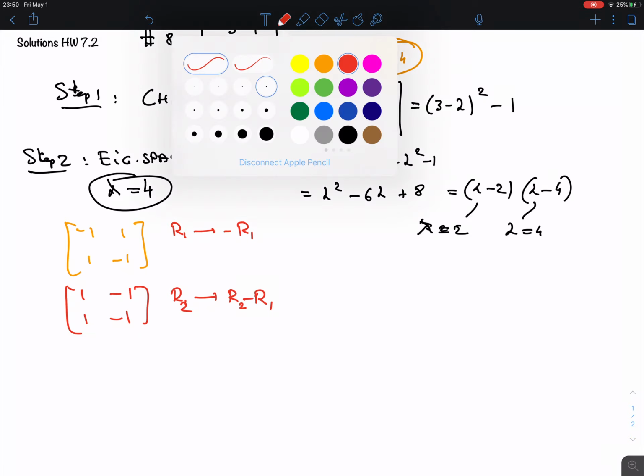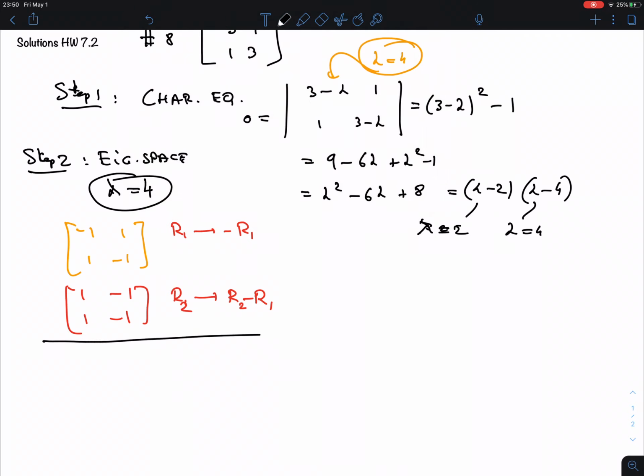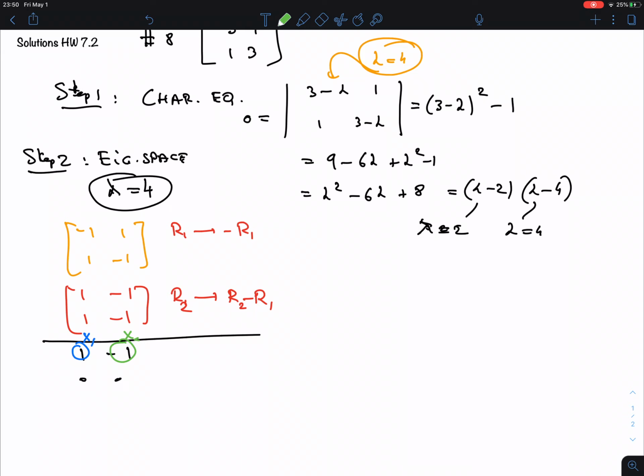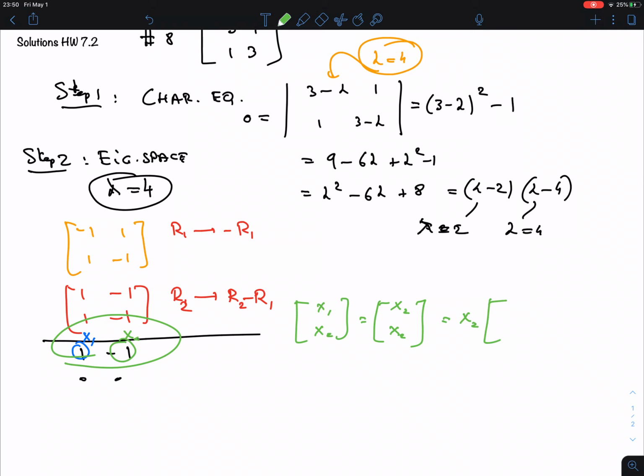Okay. So we get 1, minus 1 and then zeros. Let's see, this gives x1 is the pivot variable, x2 is the free variable. So if you write x1, x2, x2 is always equal to itself, it's a free variable, and x1 is equal to x2 also from this equation. So we get x2 times 1, 1.